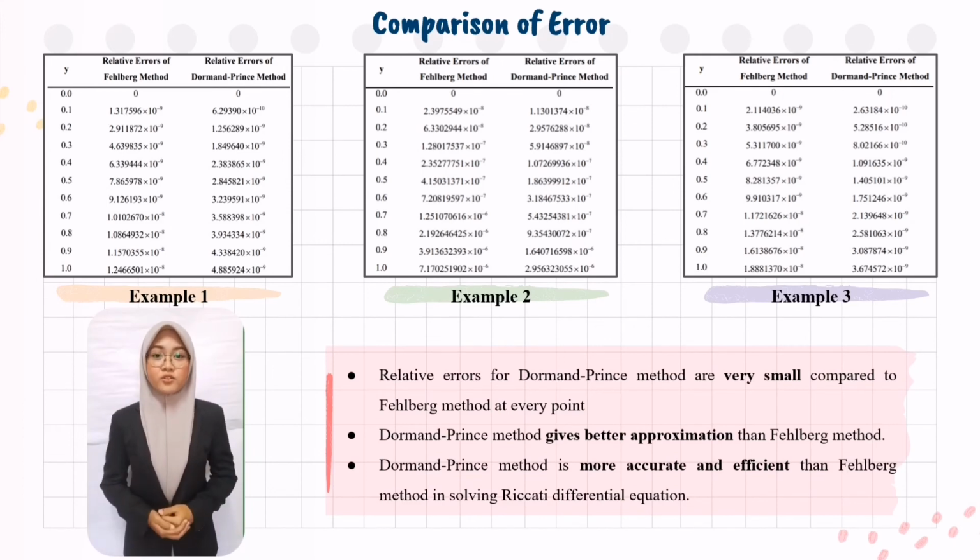Now, we move on to the comparison of error. Based on the table, relative errors for the Dormand-Prince method are very small compared to the Fehlberg method at every point and example. This shows that the Dormand-Prince method is very accurate in solving the Riccati differential equation. Therefore, it shows that the Dormand-Prince method gives a better approximation as it is more accurate and efficient than the Fehlberg method.